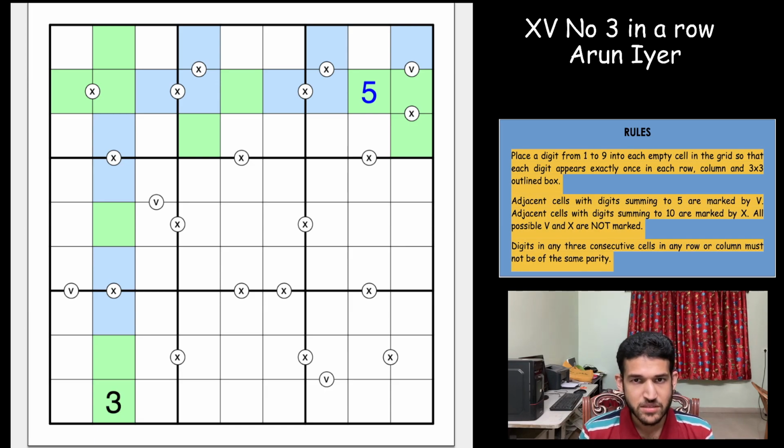Now look at this X. This cannot be both green, so both would have to be blue. And so this becomes green for the 5.